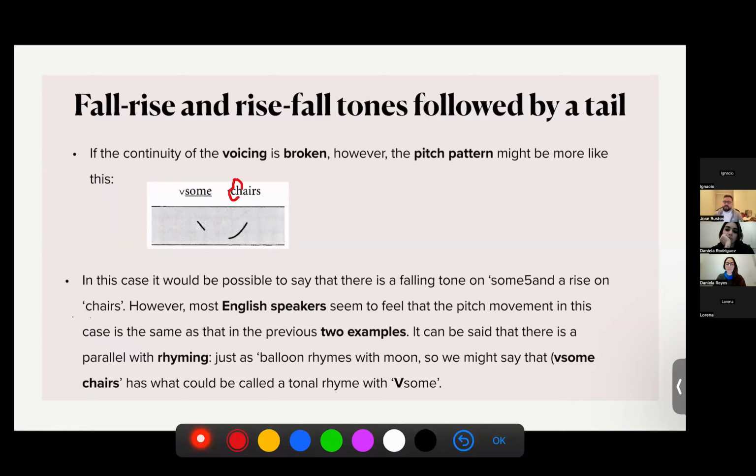Okay. So remember, if I have a voiced sound, there is a continuous pitch. If we have a voiceless sound, it is going to be broken. We are not going to have that pitch pattern. It's going to be broken.